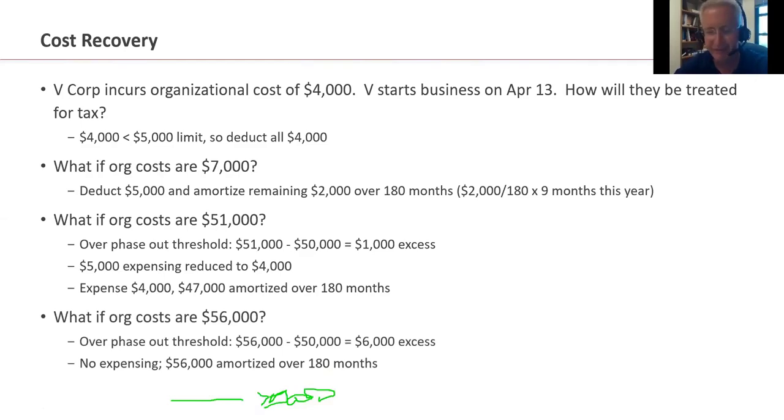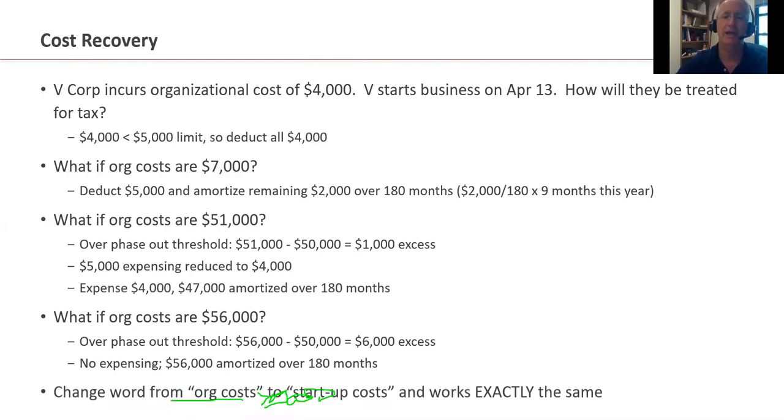So you can see it looks and feels a lot like the Section 179 phase out. If I changed any of these words from org costs to startup costs, the calculation works the same. It is identical, right? And again, you treat them separately. You do not combine them together into one lump sum.